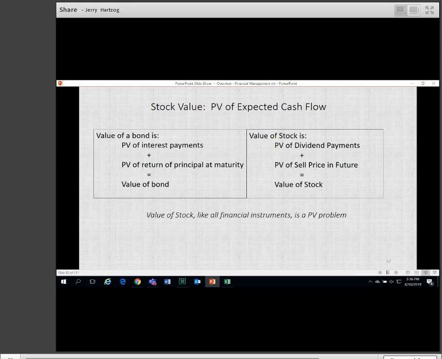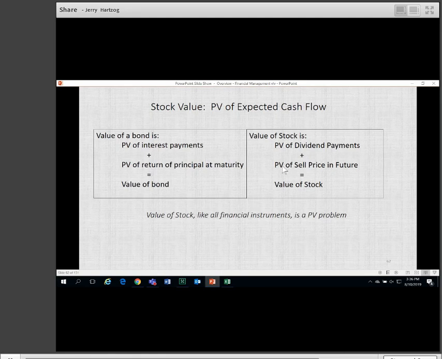So let's look at what determines the value, the market value of a share of stock. Now it's very analogous to bonds. With bonds, we said that the value of the bond was the present value of the interest payments plus the present value of return of principal at maturity. We add those together, we get the value of the bond. Stock is analogous. Stockholders don't get interest payments, but they get dividend payments. So it's the present value of the forecasted dividends.